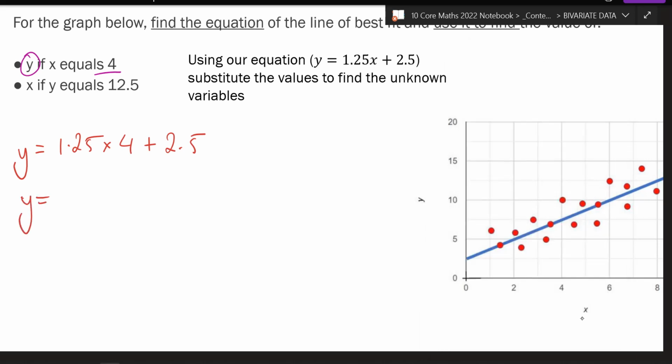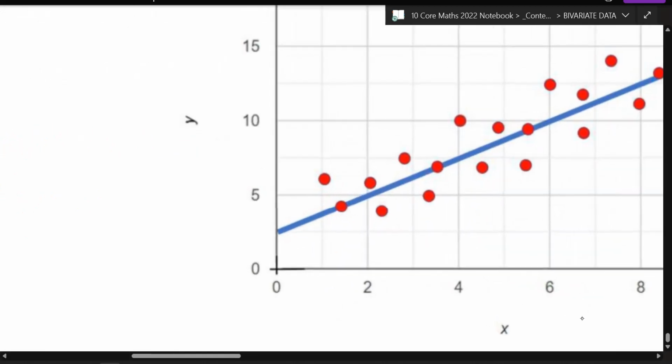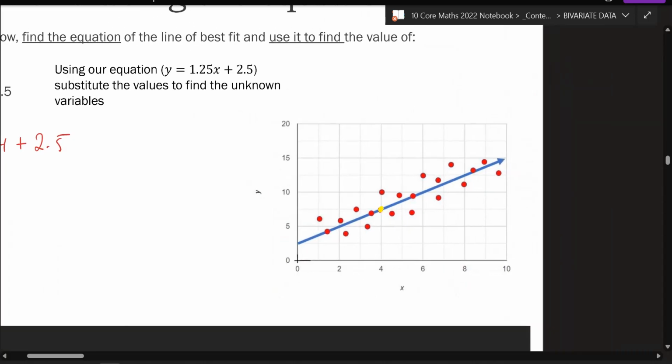So therefore, y is 7.5. Easy. And also, if we check the graph, if x was 4 over here, you could see that it does hit 7.5 there. So that's what that is. Okay, that's that one there. Cool. All right, let's try the other prediction.